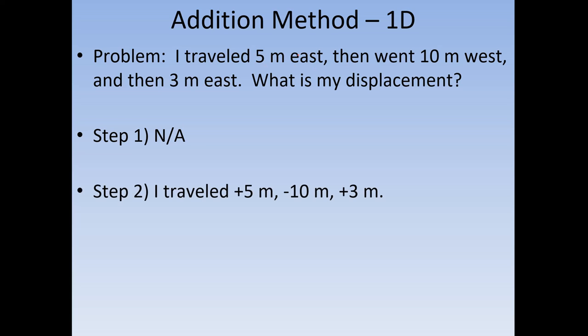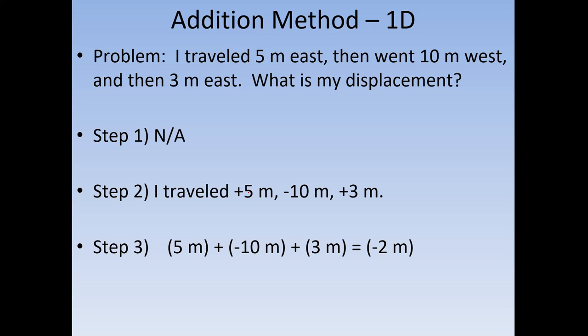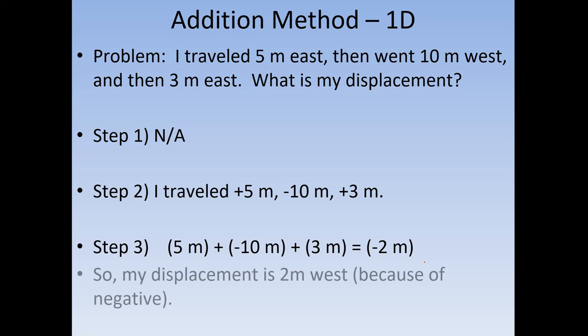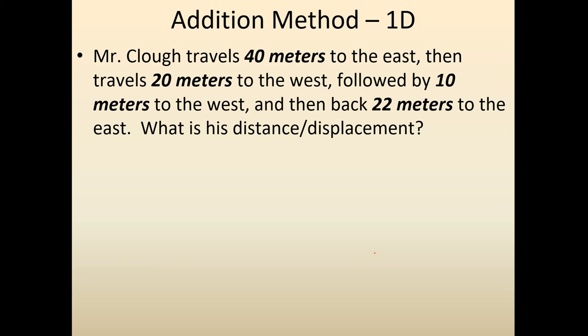Now I'm going to use the convention that positive is east, negative is west. So 5 meters east becomes plus 5 meters. 10 meters west becomes negative 10 meters. And 3 meters east becomes plus 3 meters. Once I have this, I go to step 3 and I just add them up. Positive 5 plus negative 10 plus positive 3 gives me negative 2. And then I know that the displacement is going to be 2 meters west because of this negative sign. And that's it. This is how you would normally approach one-dimensional questions, by just adding them.